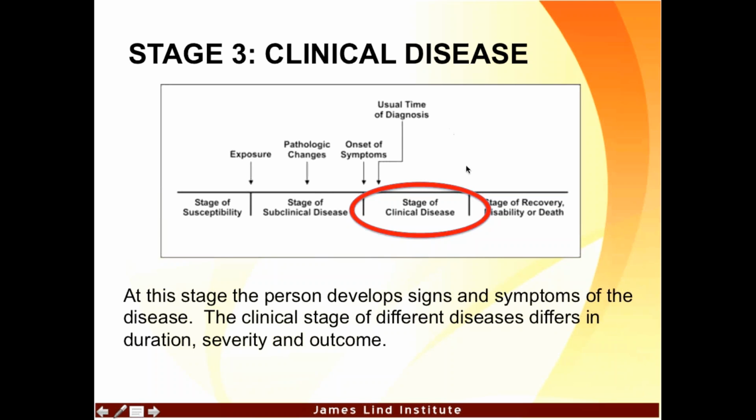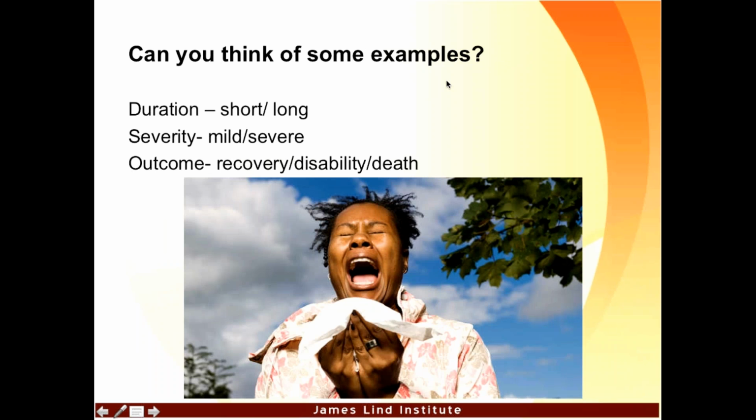So at this stage, the person starts getting signs and symptoms of the disease. Again, every different kind of disease or injury can differ in duration, severity, and outcome. So if you can, think for yourself of some examples. What would be an illness that has a very short duration? What would be an illness that has a very long duration? Let's think of the shortest duration. I've put a picture here of a lady who is having an allergy to pollens in the air at the beginning of spring, and that will normally last, depending on the season, sometimes just a couple of weeks and then it goes away.